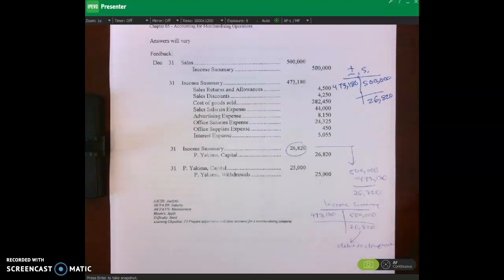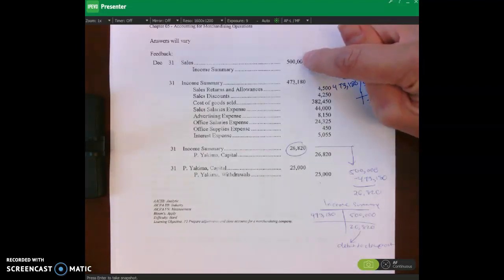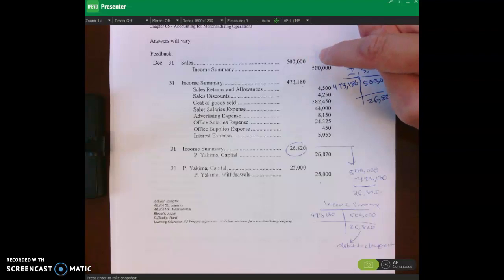So let's take a look at the journal entries. The first one is debit sales, $500,000, credit income summary, $500,000. That's to close out the sales account, zero out the sales account. That's what I was saying just a minute ago.